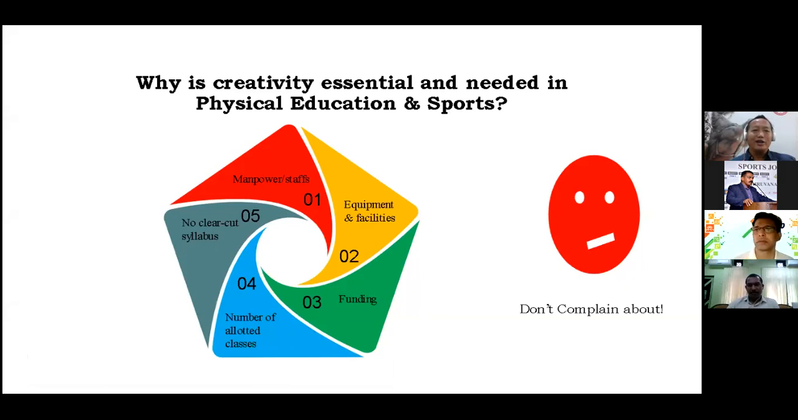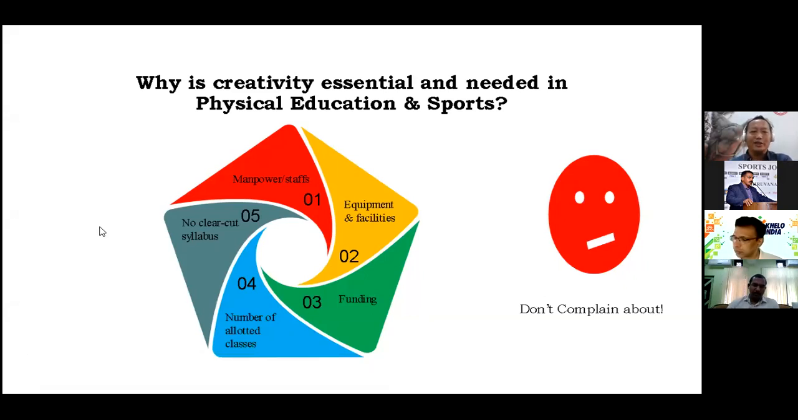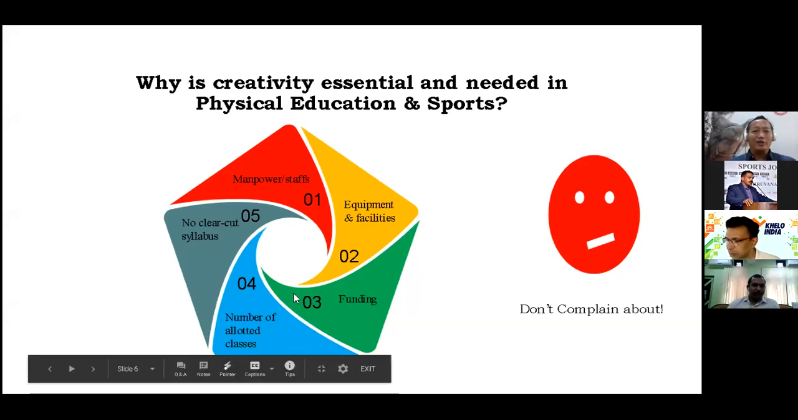And the fifth one. This is almost the most common complaint. You cannot compare physical education with other science or maths subjects, because maths and science have a clear syllabus which they have to cover unit wise, chapter wise. But in physical education, we don't have a syllabus. That used to be always the complaint. Now, these are the five very common complaints.